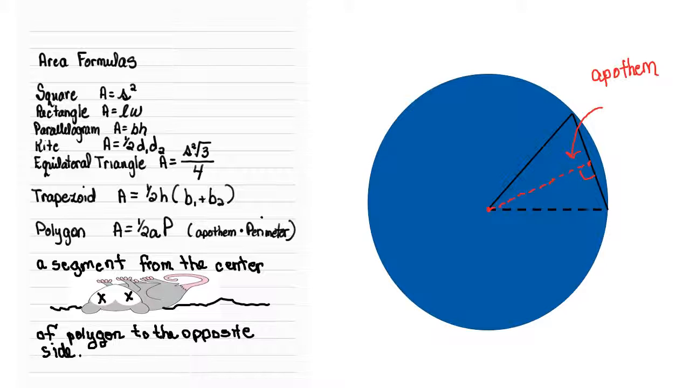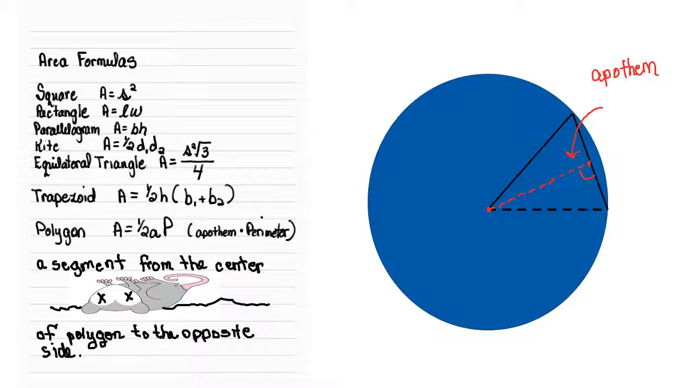A lot of times the height of a trapezoid also makes a right triangle, and you may use the Pythagorean theorem here. The area of a polygon is 1/2 the apothem times the perimeter of the polygon.